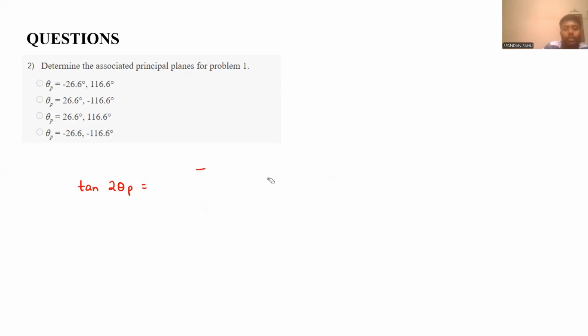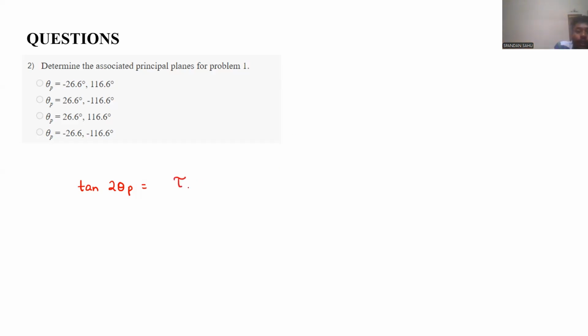So in this question, they are asking what will be the value of the principal planes, means at which angle with respect to x and y axis the major principal and minor principal stress planes will be located. So we can directly use this formula.